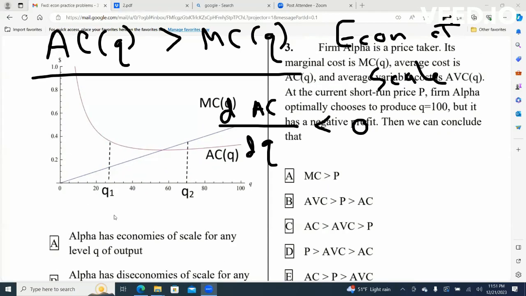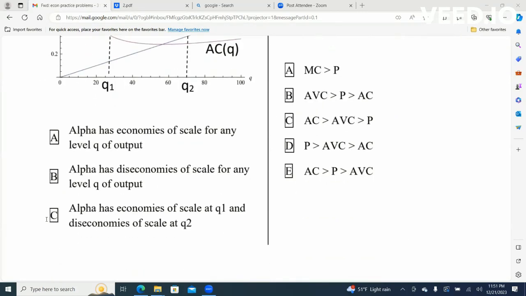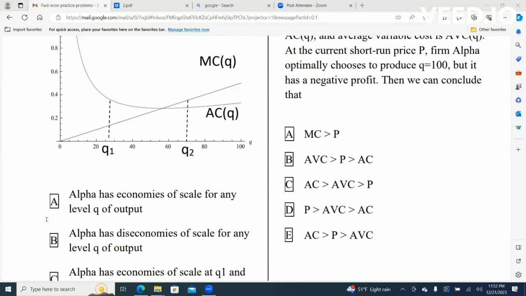Okay, so we can quickly write that. AC of Q, it is the opposite, is less than MC of Q. It's going to be this one right here. Or it's always true if the derivative with respect to Q of AC is greater than 0, then we have diseconomies of scale. So we can just burn that into our retinas. It's just a basic characteristic. The answer is C. Alpha has economies of scale at Q1 and diseconomies of scale at Q2.